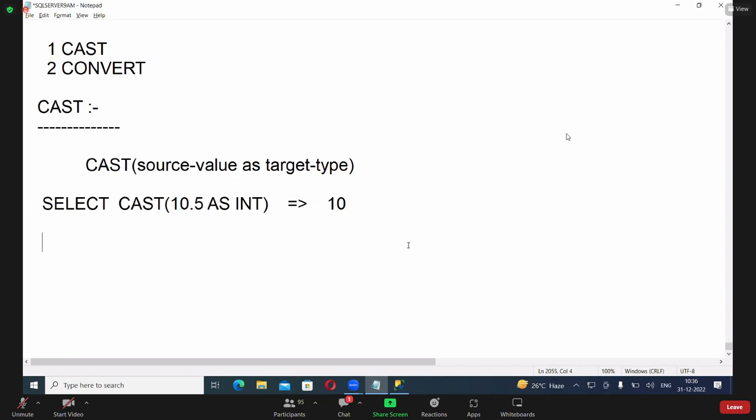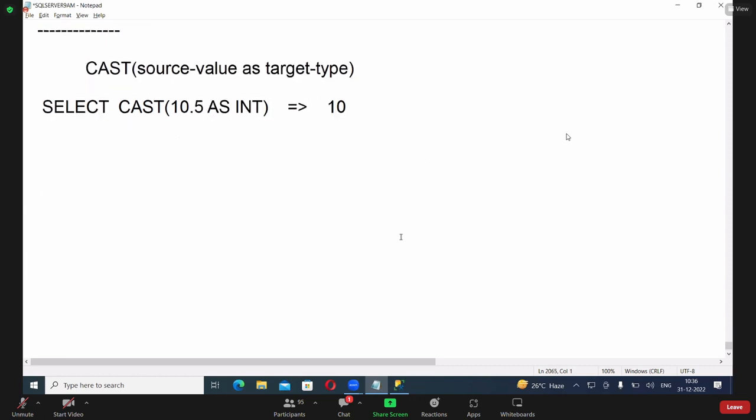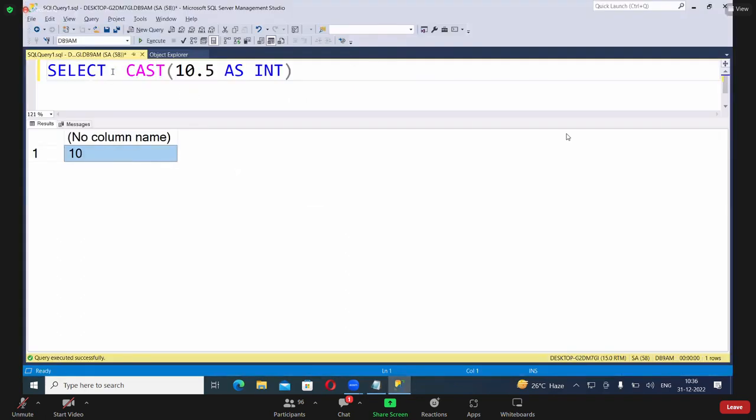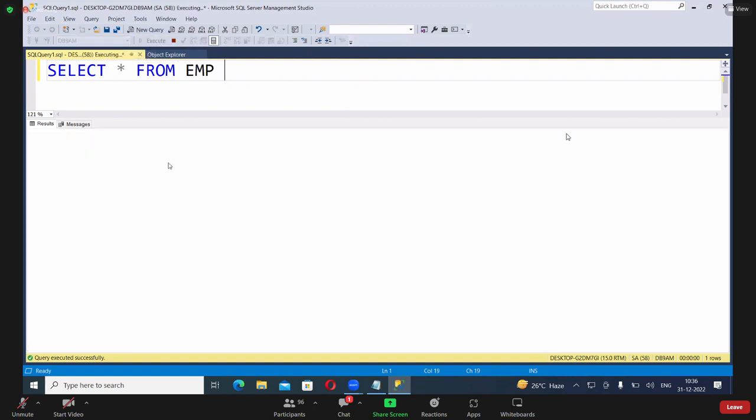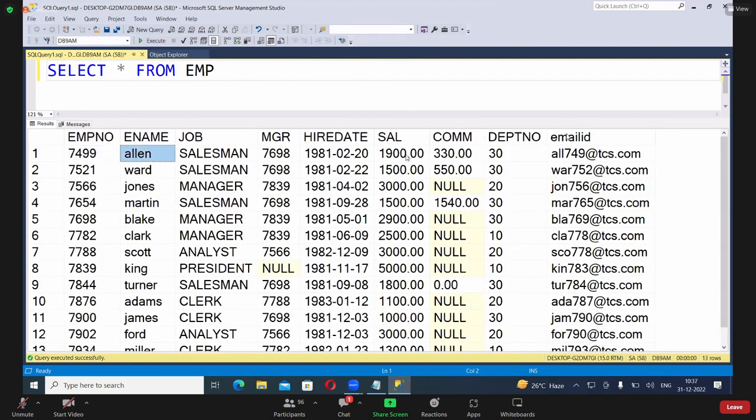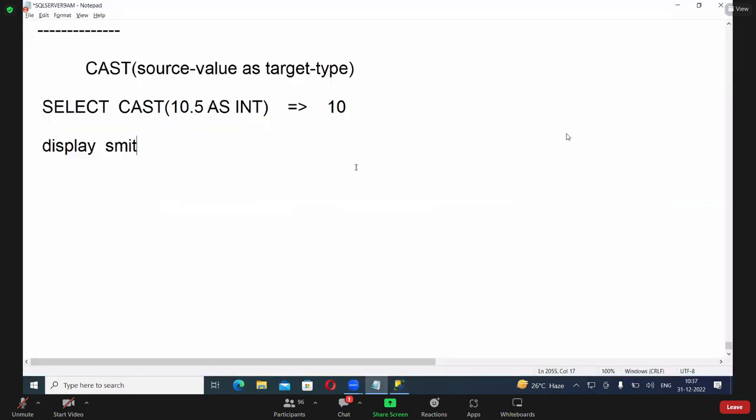Okay, now suppose I want to show something where this is useful. For example, take the employee table: select star from EMP. What is the employee name? Alan. What is the salary? 1900. I want to show it like this: Employee Alan earns 1900, Employee Ward earns 1500.